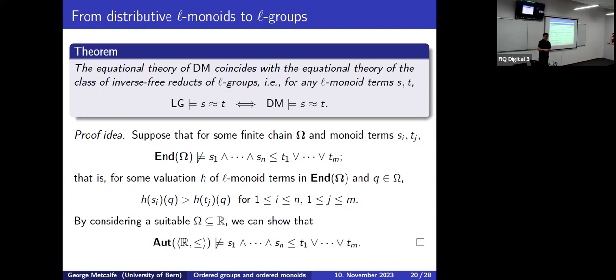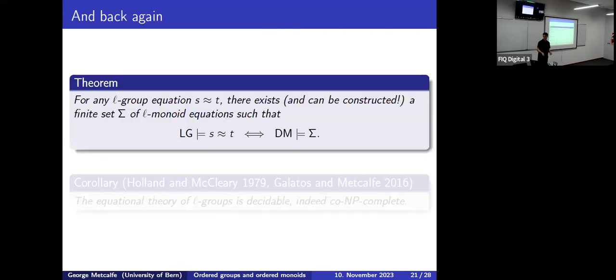Right. So what does this tell us? It means if we want to check an equation in distributive L monoids, we can check it in L groups. In fact, we can also go in the opposite direction. But what's the problem? Well, the problem is an L group equation might have inverses. So this goes back to what we saw in the second slide of this talk, where in the abelian setting, we can eliminate inverses. And the key idea is that also in the non-abelian setting, we can eliminate inverses.